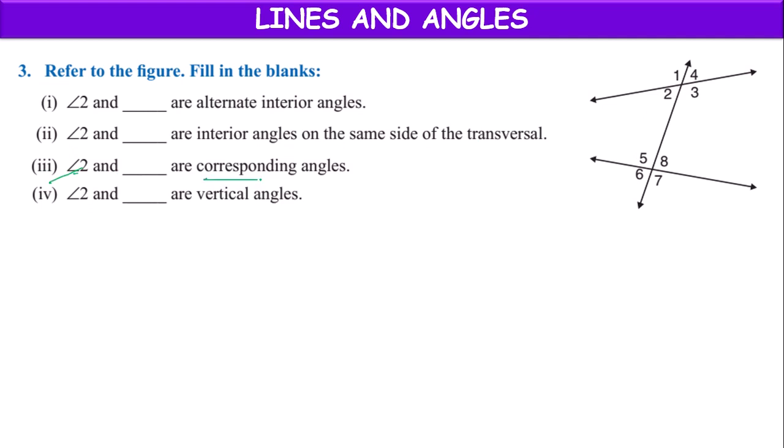Angle 2 and dash are corresponding angles. Angle 2, transversal downside. Corresponding angle 6, transversal downside. Same side. Angle 2 and angle 6 are corresponding angles. Angle 2 and dash are vertical angles, vertically opposite, at the same vertex, opposite angles. Angle 2 and angle 4 are vertically opposite angles.